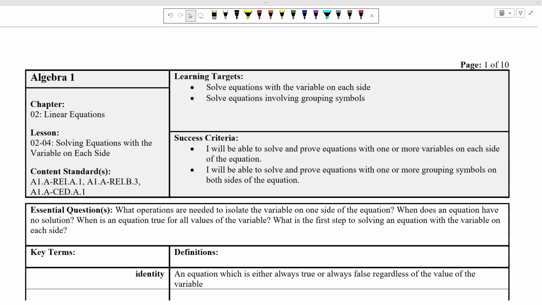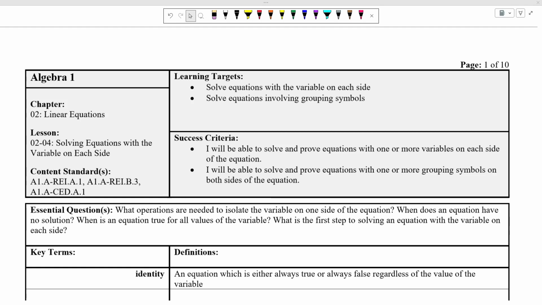So how will you know that you have successfully learned these learning targets? Well, you will be able, at the end of this, to solve and prove equations with one or more variables on each side of the equation. Also, you will be able to solve and prove equations with one or more grouping symbols on both sides of the equations.